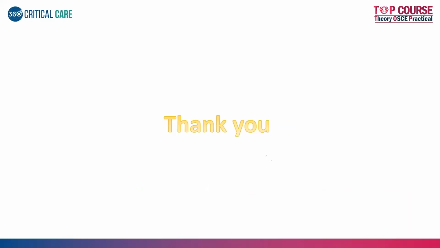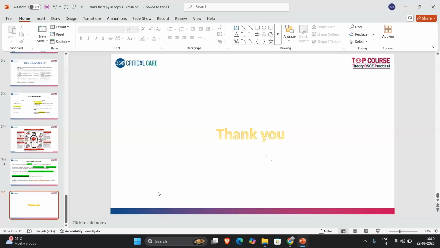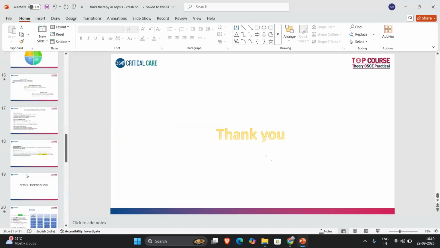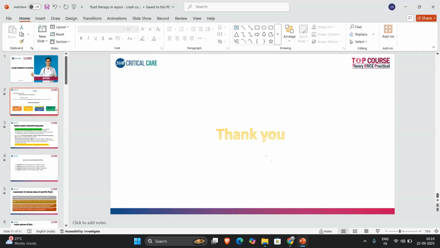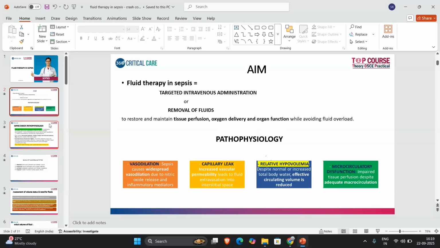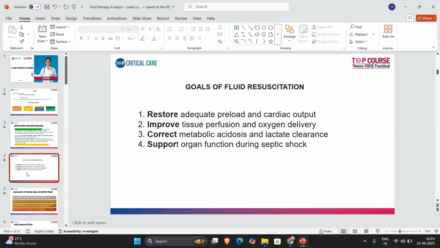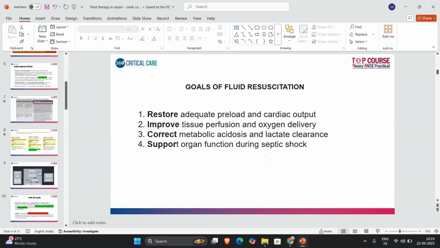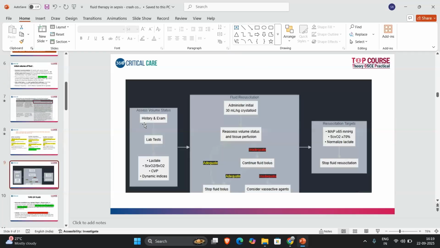Thank you. I know it was quite an extensive talk, but what I want you to remember here is, first, write about the aim. Then talk about the pathophysiology and the goals. Then assessment, you can write this: history, examination, and lab tests, and what are the targets. Initially, if you resuscitate, if the patient gets these targets, you can stop the fluids. If it is inadequate, probably you might have to start vasopressors.